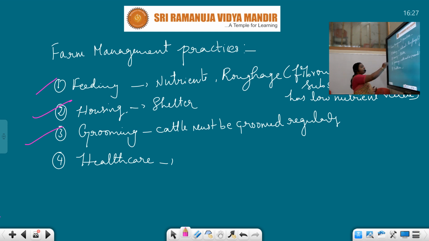And next, grooming. Cattle must be groomed regularly. Cutting off their excess hair is nothing but grooming. It is a very good and very important task. If you allow the hair to grow without any cutting, what will happen? They may fall prey to some viral or bacterial infections. As a result, our cattle's health also spoils.